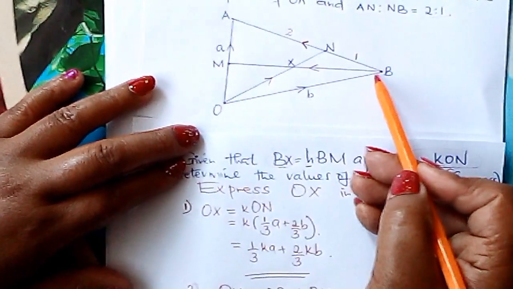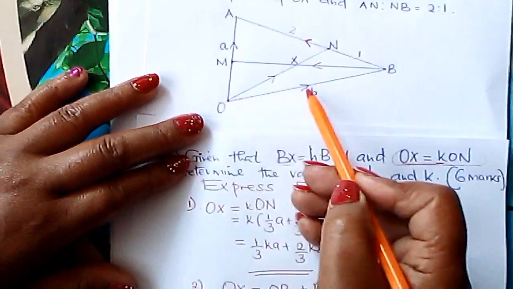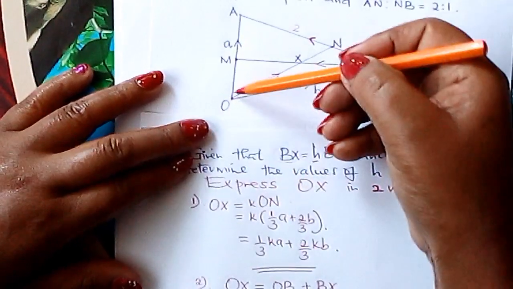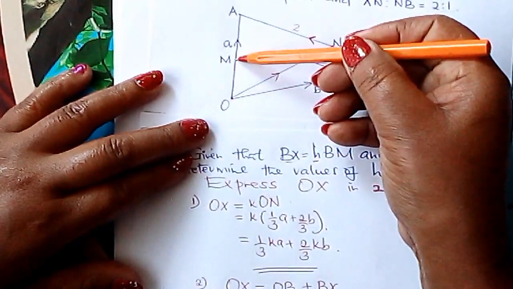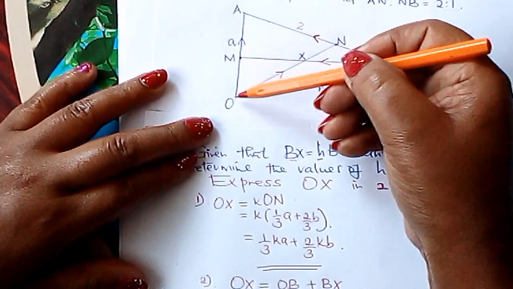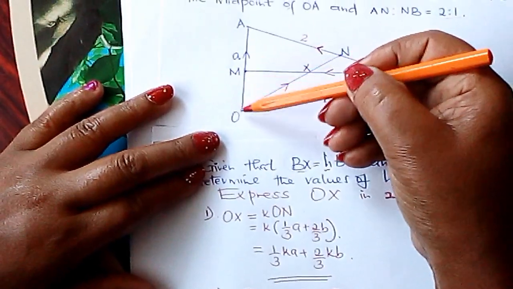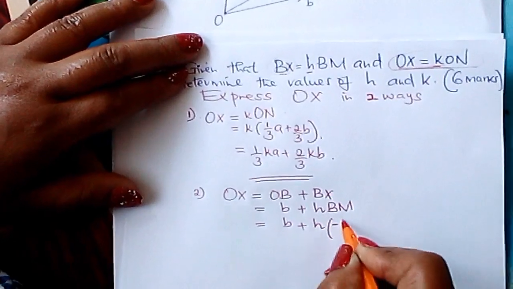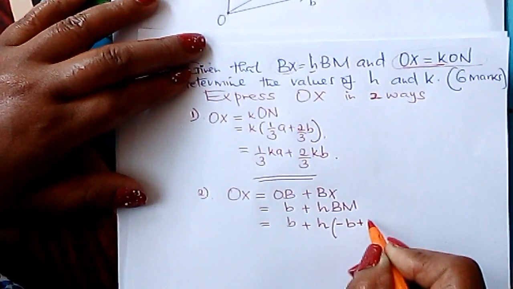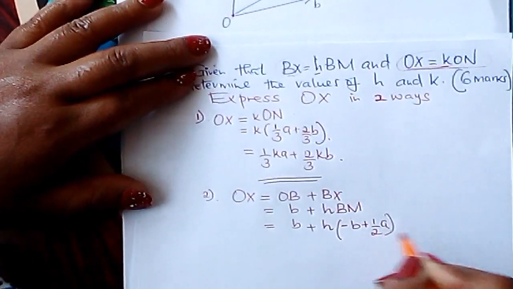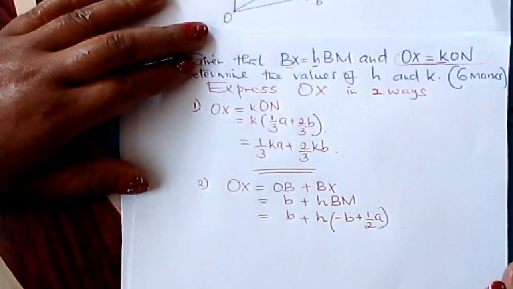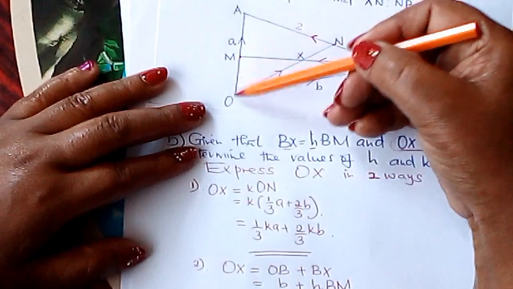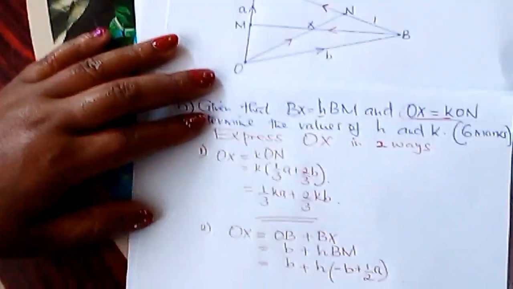BM is the same as minus B, because we are going against the arrow, minus B plus what? Plus a half. M is a midpoint, so plus a half of A. So this will be minus B plus a half of A. I hope you've got that. M is a midpoint, so from here to here, this vector is a half of OA. So a half of A.